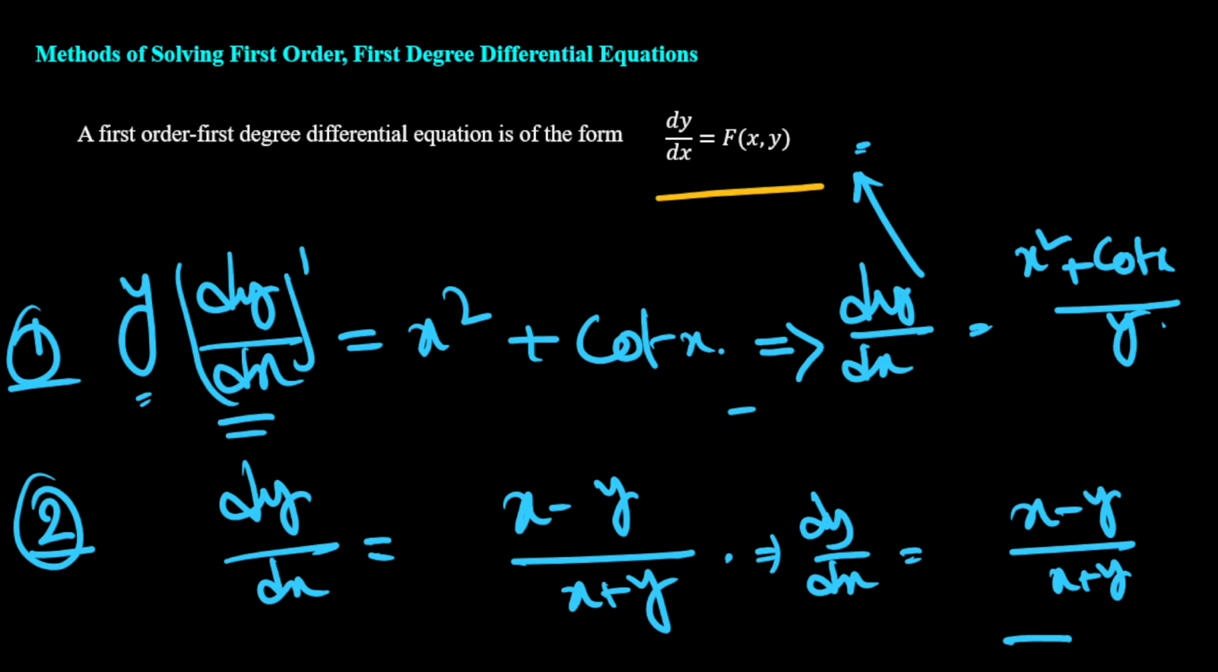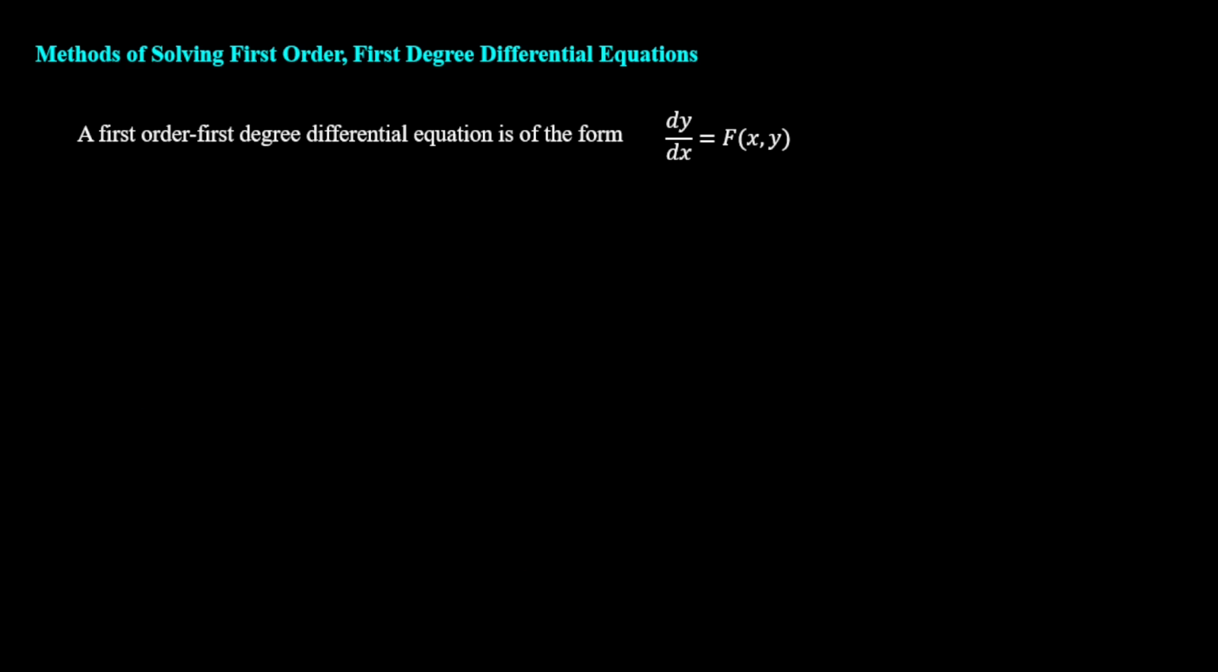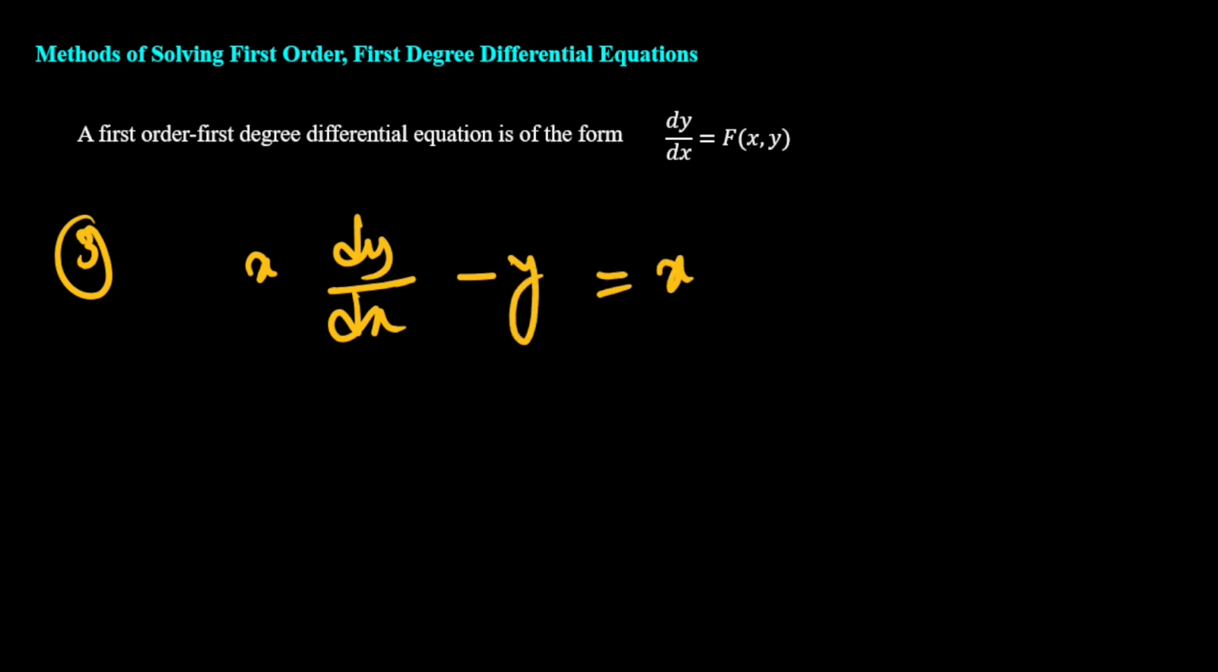I think you understand the first order first degree differential equation. Any differential equation in this form, we call a first order first degree differential equation. Look at another example. The third example: suppose x dy/dx - y = x² cot x, where x belongs to (0, pi). This is another example of a first order first degree differential equation.